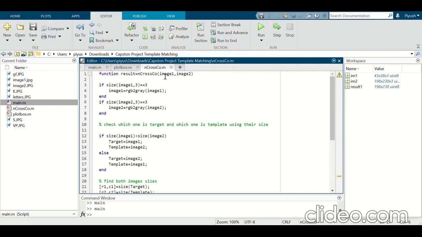For each image, I am checking whether it is an RGB image or a gray image. For that, I am using the size function, giving each of image1 and then image2 as input, and checking its third dimension. If the third dimension equals 3, meaning R, G and B, then the image is an RGB image. So from an RGB image, I first have to convert it to a gray image. I have written this function rgb2gray, which converts image1 to a gray image1.